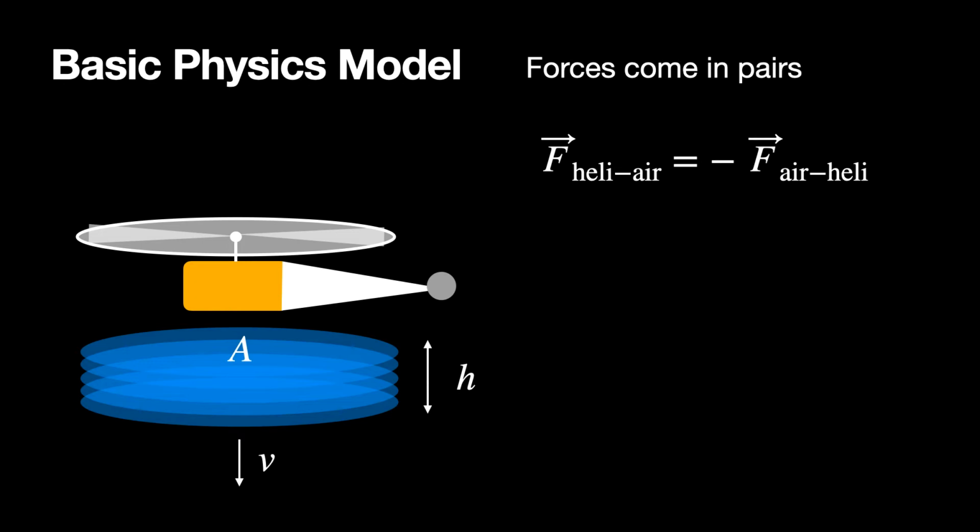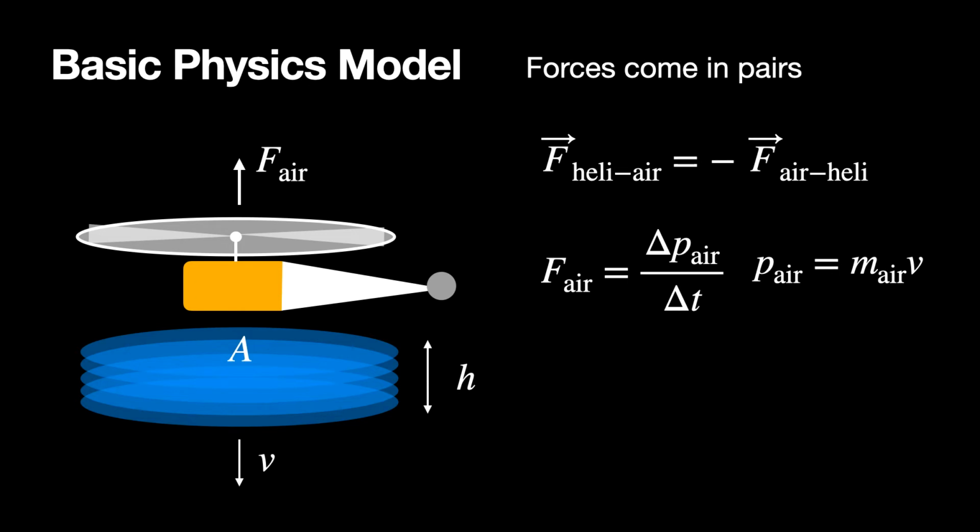But forces come in pairs. So if the helicopter pushes on the air, the air pushes back on the helicopter with equal and opposite force. So the helicopter is pushing down on the air, and that pushes up on the helicopter. That's how the helicopter can get a thrust force, and that's that F_air pushing up right there. So I want to calculate the magnitude of the air force on the helicopter by looking at the change in momentum of the air below it, that cylinder of air.